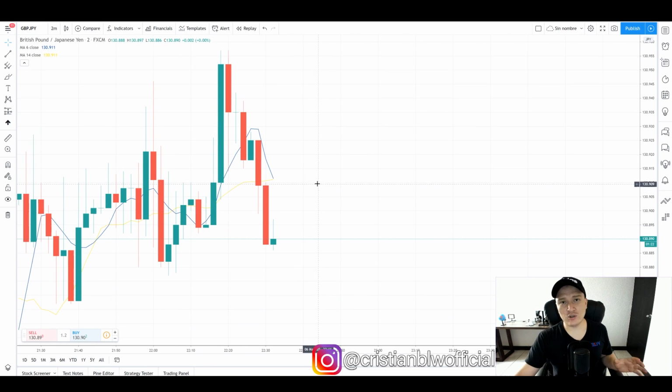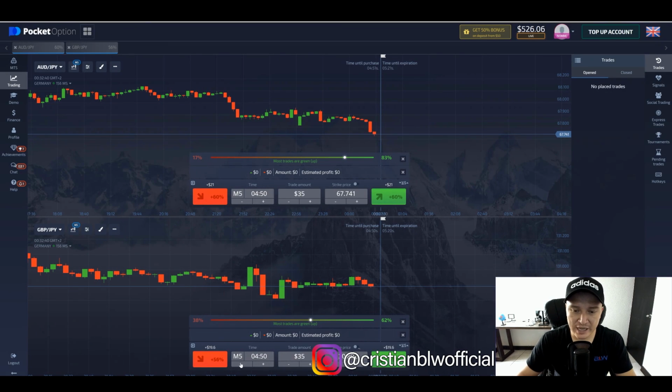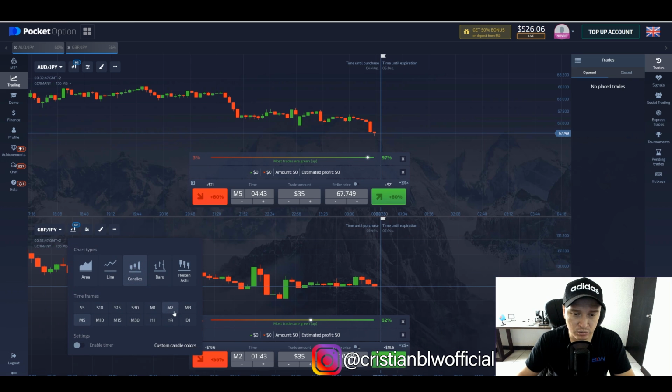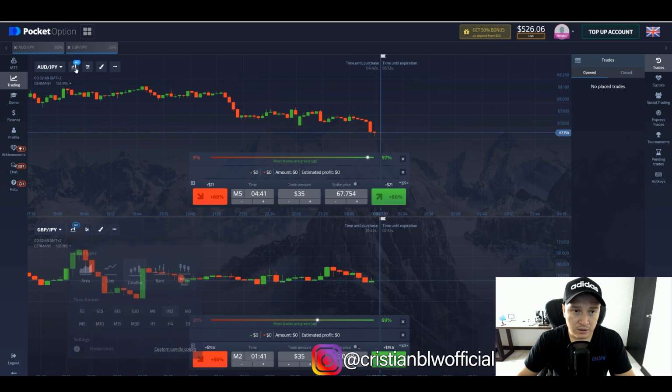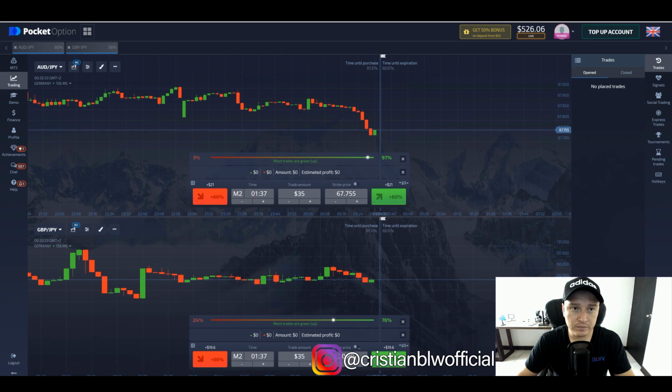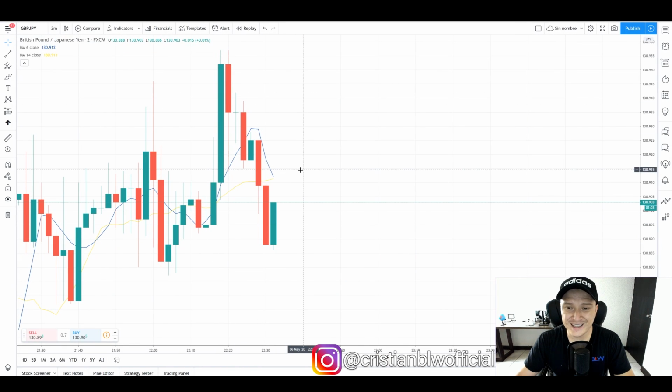The way the strategy works is pretty simple, and let me go ahead and set up the strategy for 2 minutes in here. I'm gonna invest $35. I think it's good. I'm gonna change this to 2 minutes. Same right here. There you go. And right now I'm actually gonna enter for the next candle.